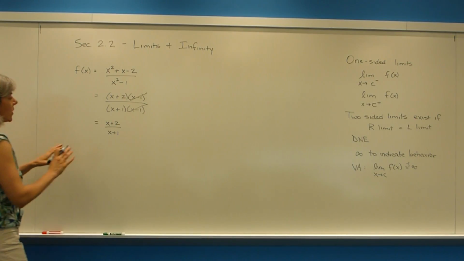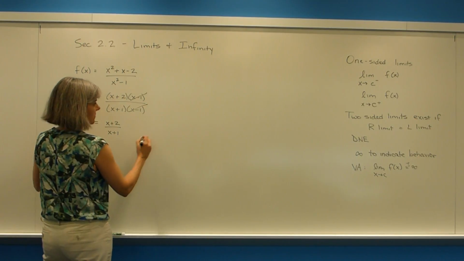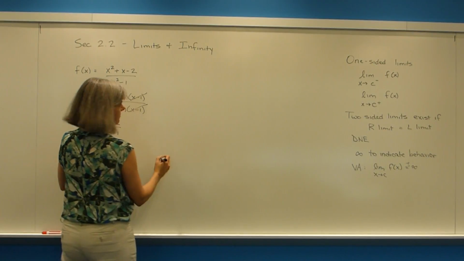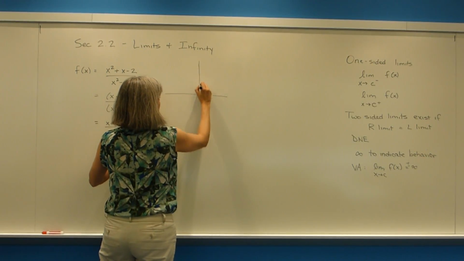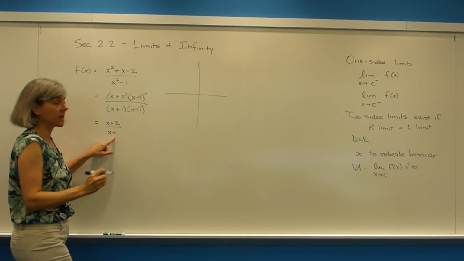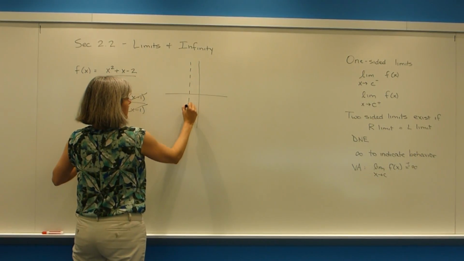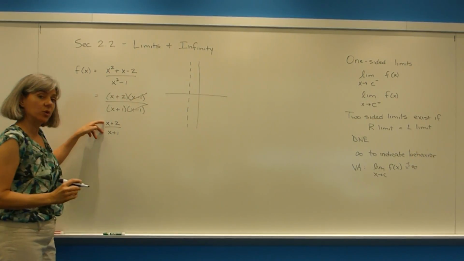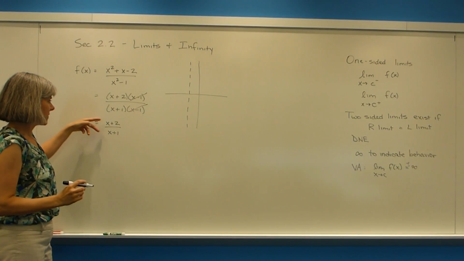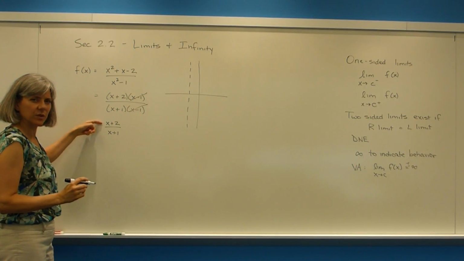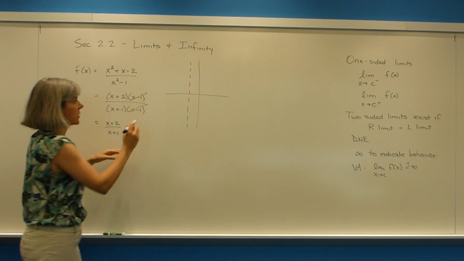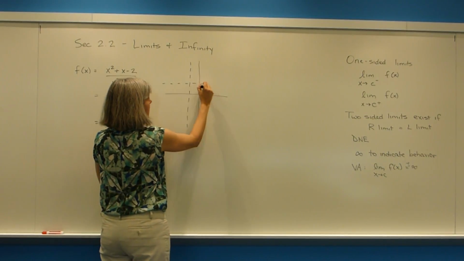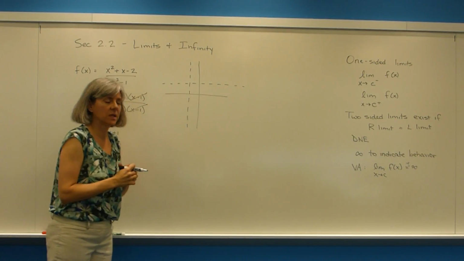Okay, so what do we know? We know that we have a vertical asymptote. I guess I wrote here, we have a vertical asymptote at -1. We know that the ratio of the two, as x gets very large, is basically the same large number over the same large number, so the ratio is going to be 1. So horizontal asymptote at 1.